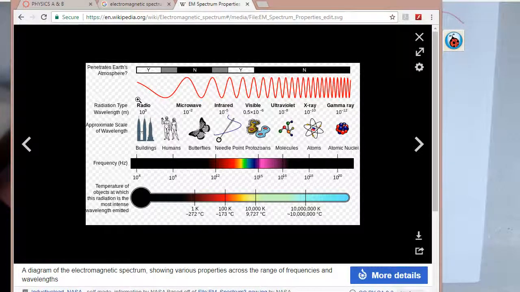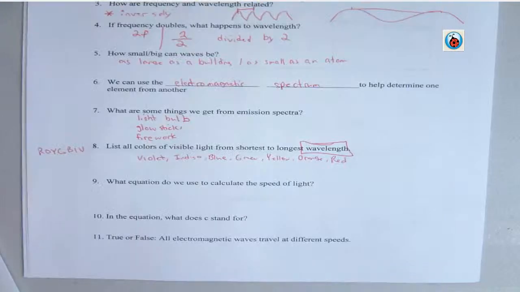Yellow. You guys can probably finish this, but I'm doing it anyways. Orange. And red. So, in terms of energy, red would have the least amount of energy, and then violet would have the most amount of energy. Which is like when you get into that ultraviolet, that's a bit higher energy, like UV rays, right?